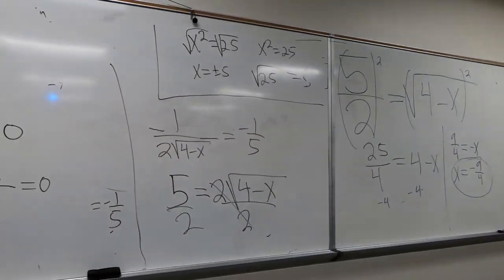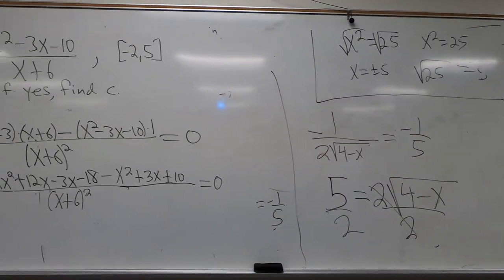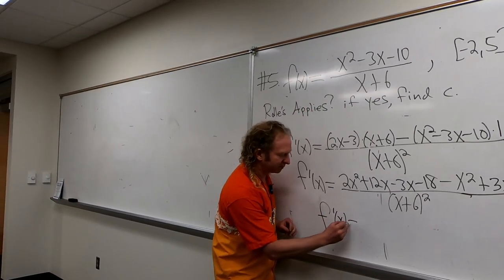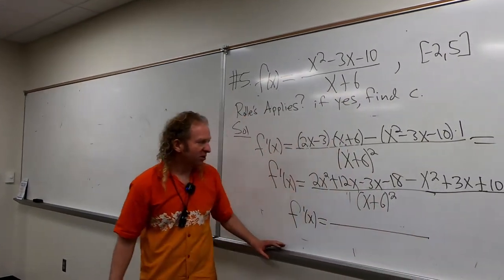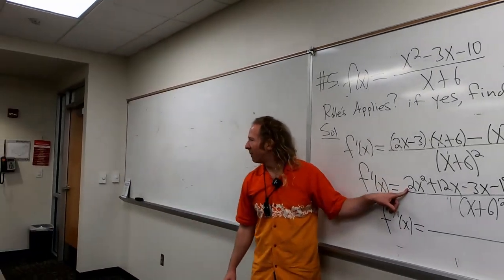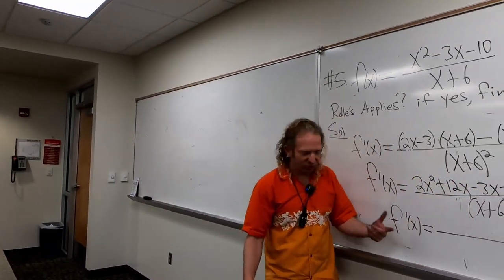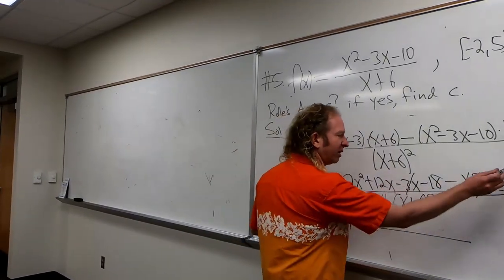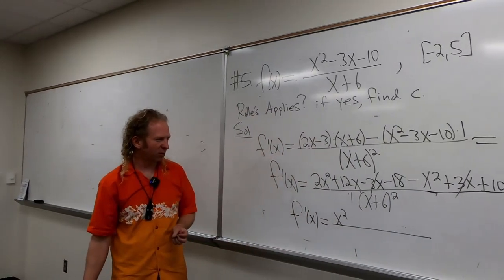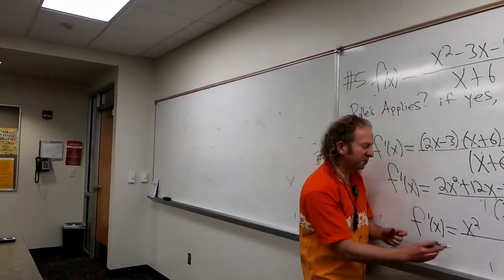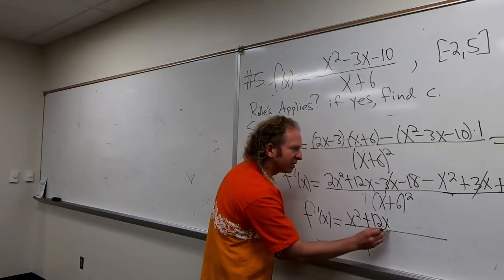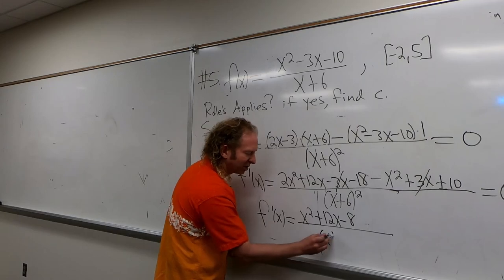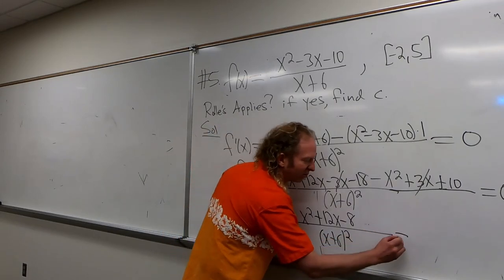Good stuff. Okay, I think this should clean up a little bit. Let's see, f prime of x. So the x squareds, we get 2x squared minus x squared, which is 1x squared, good. And then, oh, the 3x's cancel, right? So we just get 12x, and minus 8. And then we have the x plus 6 squared, and this is equal to 0.